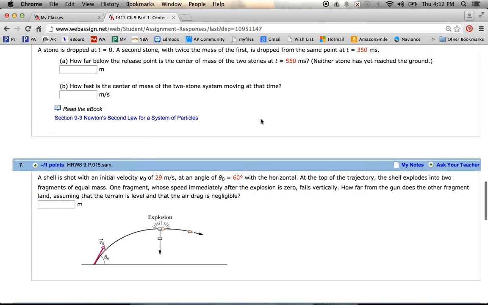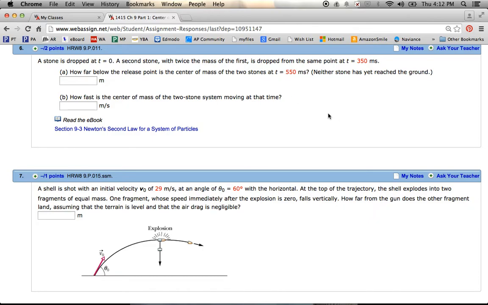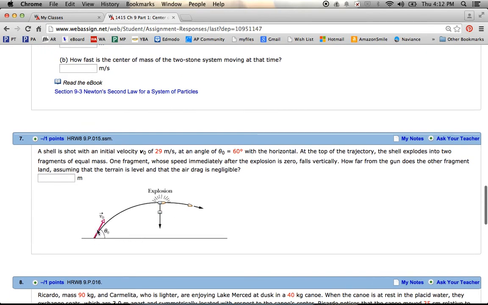6 and 7 get back into kinematics, where you're going to use kinematic equations and then apply your understanding of center of mass to them. And number 7, as we talked about in class, the center of mass continues to move in a parabola even though the pieces don't. So the center of mass essentially lands where the object would have landed if it hadn't exploded. So if the center of mass lands here, that means that the 2 equal mass pieces have to be equidistant on either side of it.